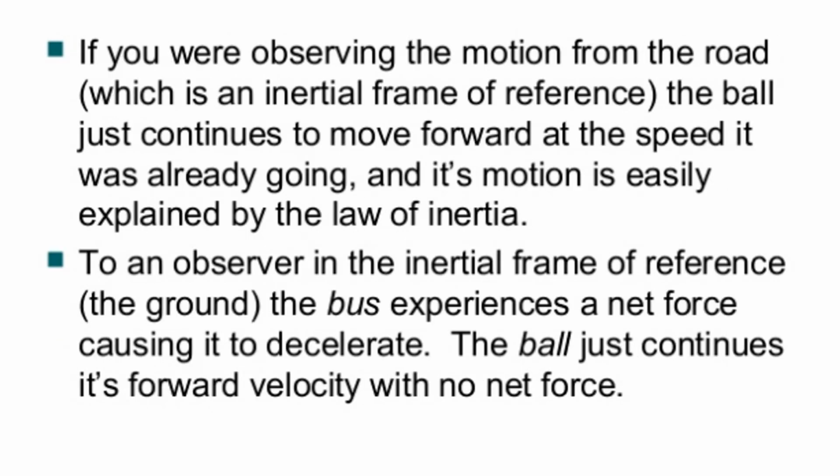Now, if you were observing the motion from the road, which is an inertial frame of reference, the ball just continues to move forward at the speed it was already going, and its motion is easily explained by the law of inertia. If you observe from the road as an inertial frame of reference, then the ball should move forward at the speed with which it was already going. By this motion, we can say that the law of inertia is well explained. To an observer in the inertial frame of reference, the ground, the bus experienced a net force causing it to decelerate. The bus felt deceleration due to the ground, so the ball just continues its forward velocity with no net force.